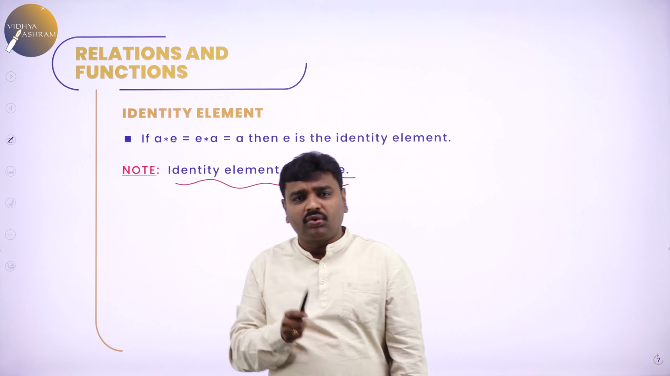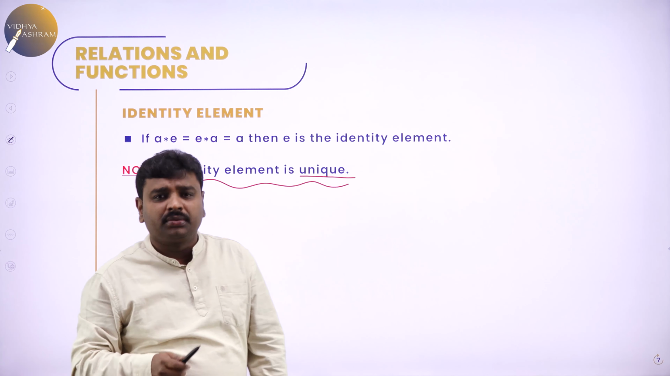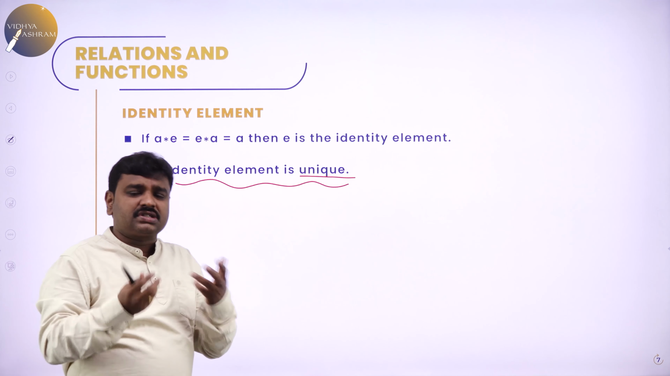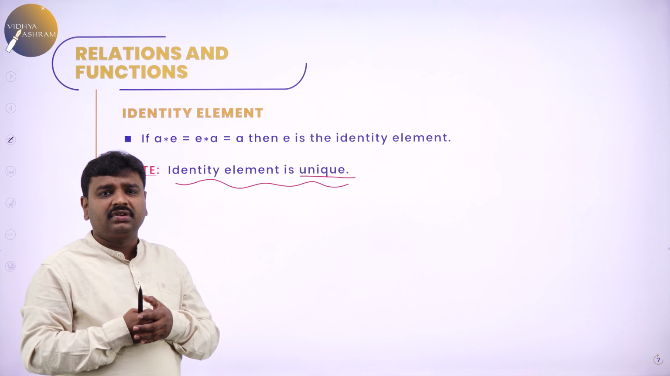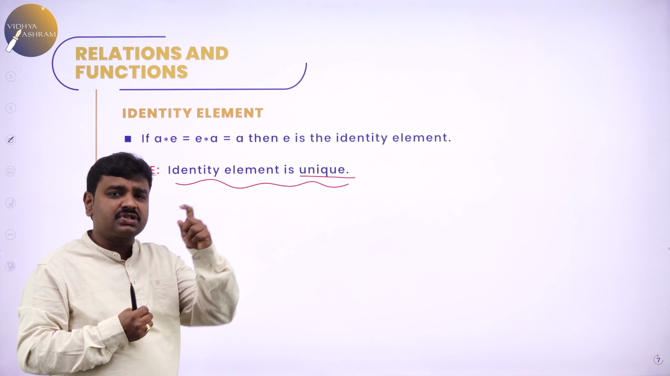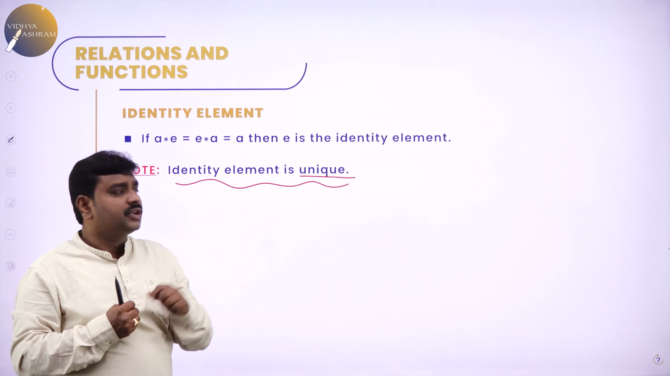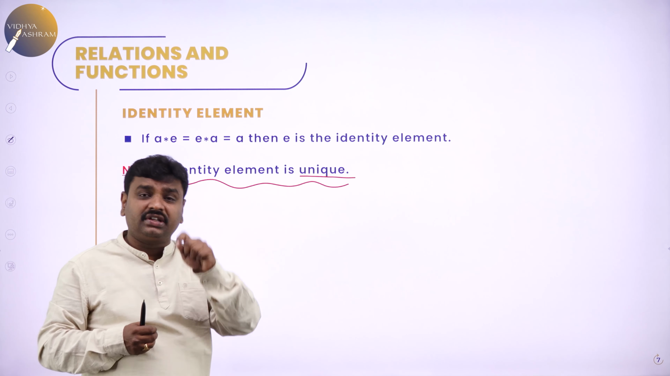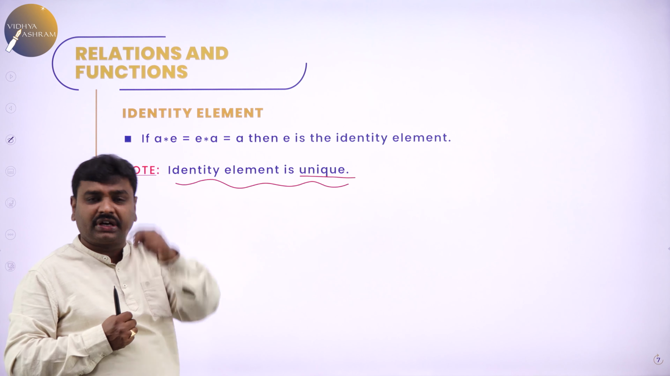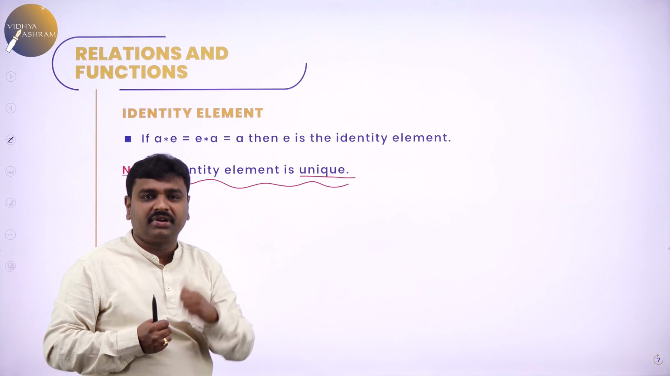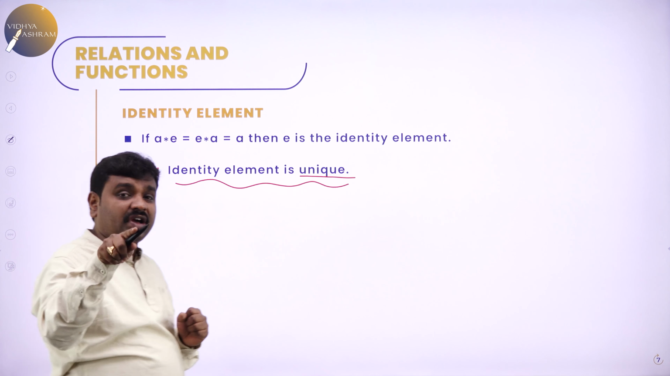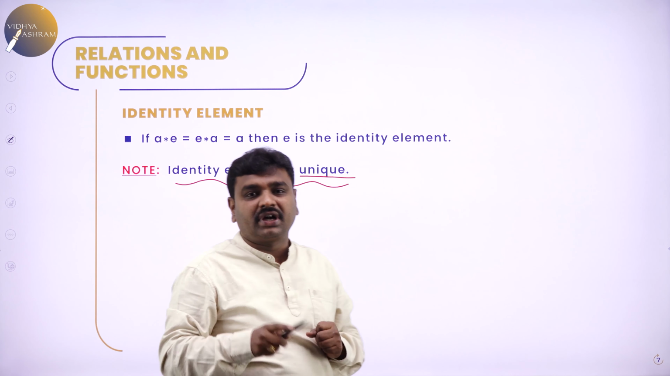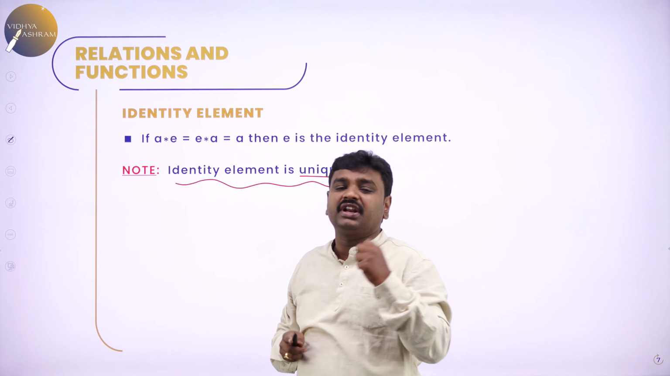For one country, only one prime minister. Now, Mr. Narendra Modi is the prime minister. In his tenure, another person cannot act as prime minister. He is unique. Prime minister is unique for a country. So similarly, identity element is unique. For a given operation, you will not have two identity elements. Remember that. When you get the identity element E, it should be a constant, not a variable.